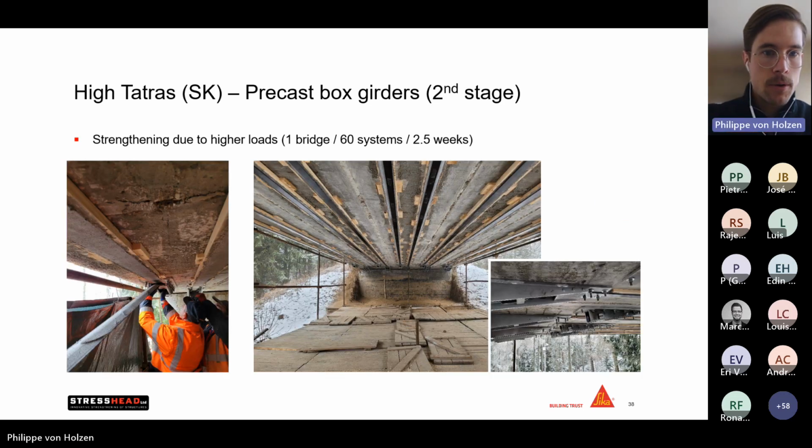So here some further impression of this project, or of the second stage, where my colleague Marcel was by the end of last year to strengthen this bridge with a total of 90 systems in about 2.5 weeks. As well, here you can see in the last picture those chemical bolts that I mentioned, which we use to transfer the force without damaging the active reinforcement. So you can see a very big advantage of the system is that we can design special anchor parts to introduce the force without damaging the actual reinforcement itself.